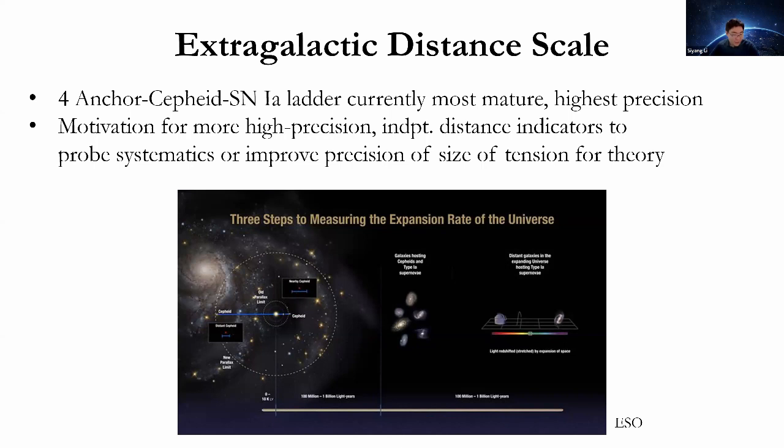And so with the Hubble tension and hints at new physics due to that discrepancy, there's also a need for intense scrutiny of our direct measurement methods. That leads to motivation for more high precision distance indicators that are independent of existing ones, such as Cepheids, to probe their systematics and also to improve the precision of the size of the tension for theory.